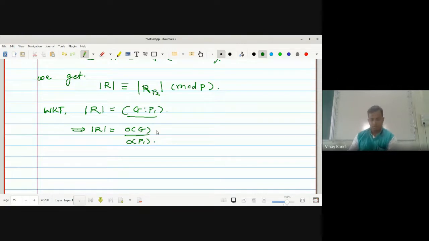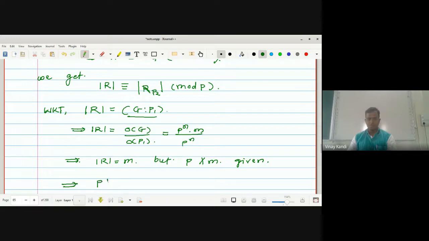But what is the order of G? p raised to n into m. What is the order of p1? p raised to n. So this implies order of R is equal to m, small m. But in the given statement, p does not divide m. So this implies p does not divide order of R. Is it correct?